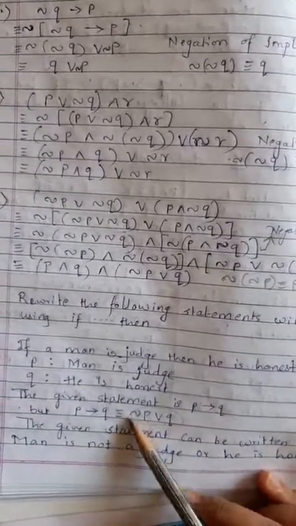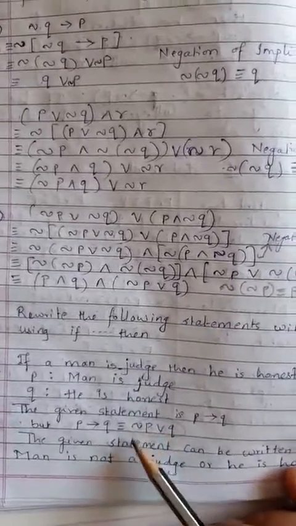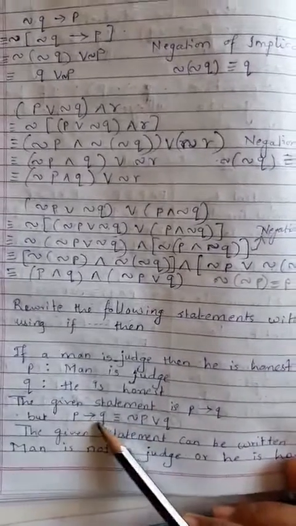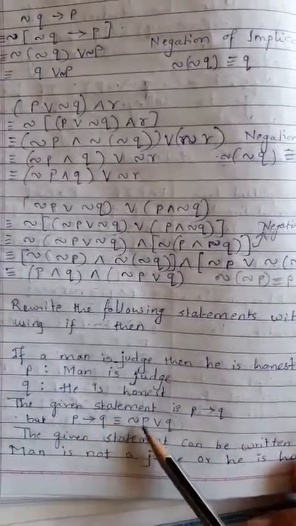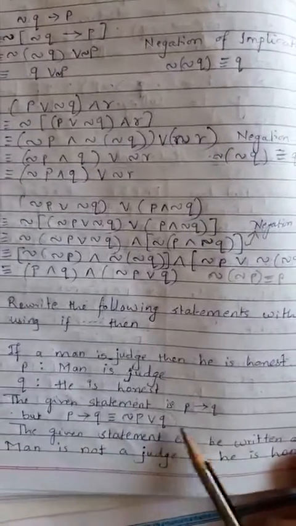Okay. So here, how are we writing this without using if then? By using conditional law. And what is conditional law? P implies Q is equivalent to negation P or Q. So we are writing that statement in this form. Okay.